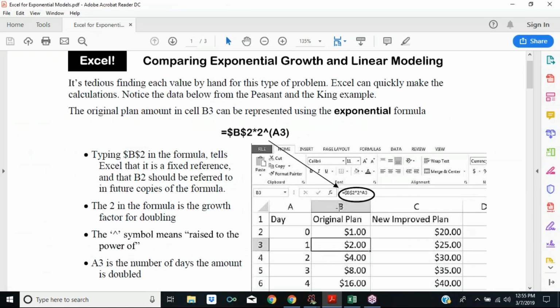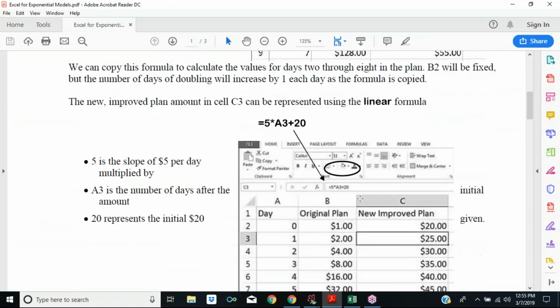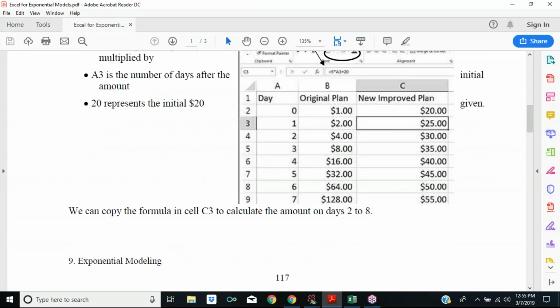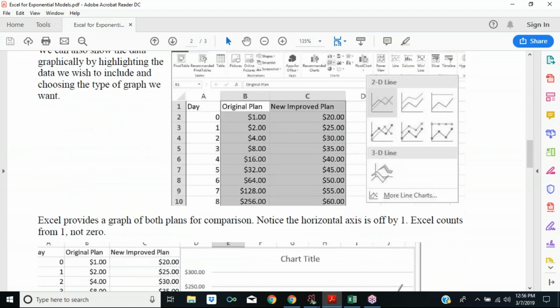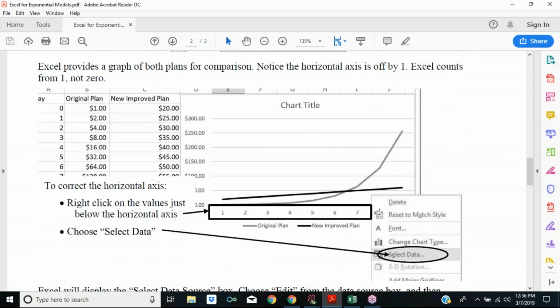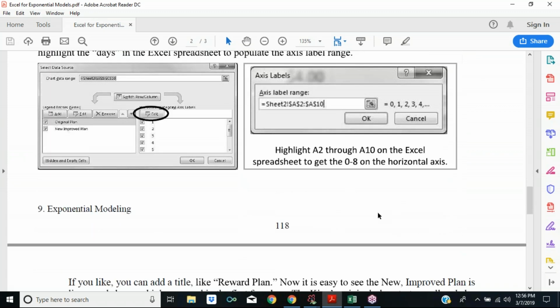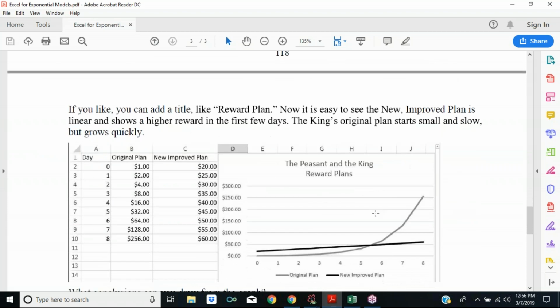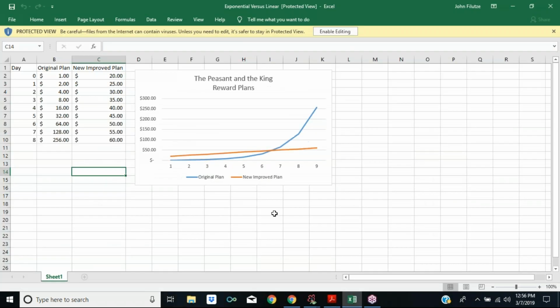So let me just share with you page 117. This is page 117 and 118. It takes you through the steps to put the linear and exponential models into your graph, into a chart, and shows you how to do that. Those are the steps, and that's in your book again. And then it's taking this information basically and showing you how to make a graph out of it.